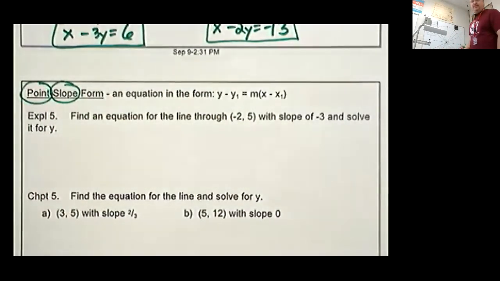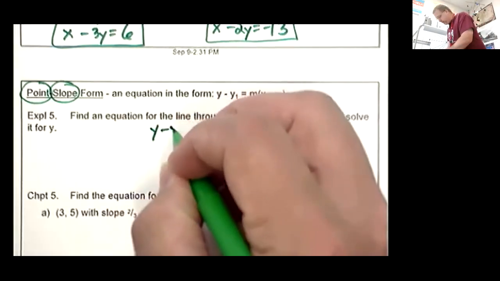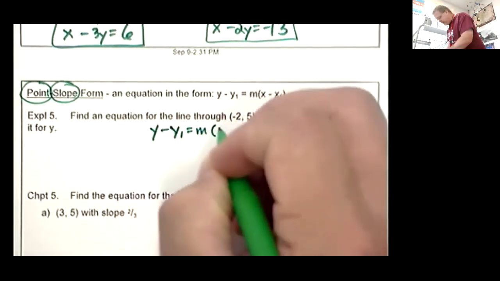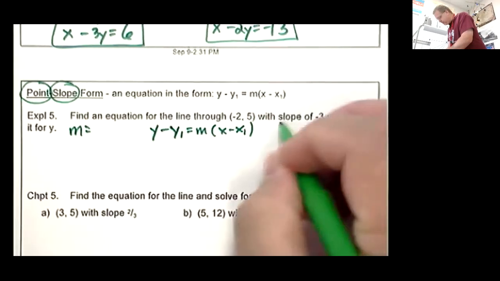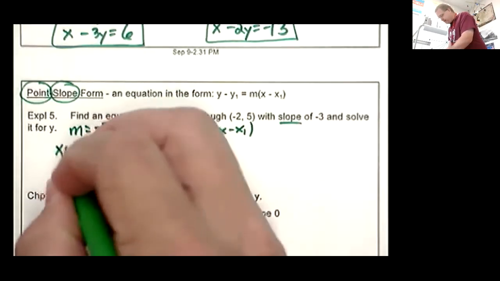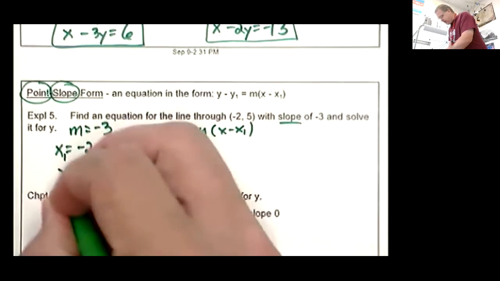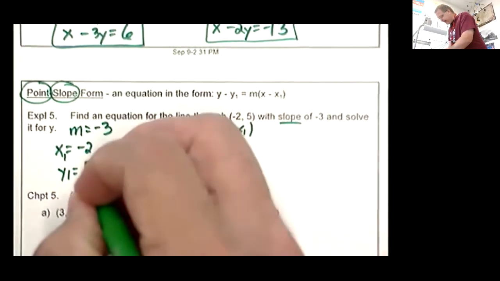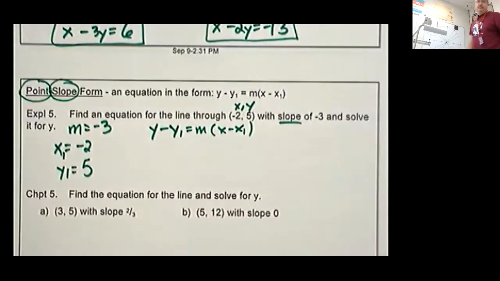Example 5 says find an equation for the line through negative 2, 5 with a slope of negative 3 and solve it for y. So we're just going to plug in to our formula, y minus y1 equals m times x minus x1. Well, what do we know? We know slope is -3 because it tells us slope is -3. We know the x1 coordinate has to be -2, and we know the y1 coordinate has to be 5. And that just, again, came from our ordered pair. So there's all of our pieces.